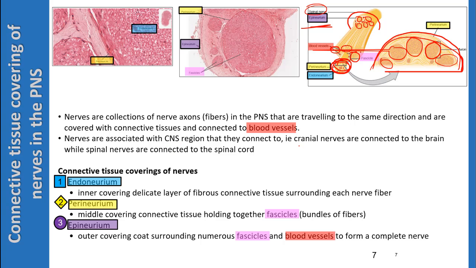Basically, cranial nerves are nerves that project outside of the CNS that are connected to the brain, the cranium, whereas spinal nerves are nerves that project outside of the central nervous system that are connected to the spinal cord. So these are the axons, right? If you look at the nerve, this portion over here.